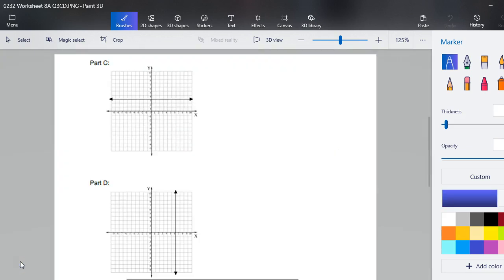Looking back at parts A and B, A had a negative slope, B had a positive slope, and it just lends to believe that the next two, one's going to have a 0 slope and one's going to have an undefined slope. Remember what we are looking for. They're asking us to find or identify the y-intercept, and they're asking us to identify the slope.